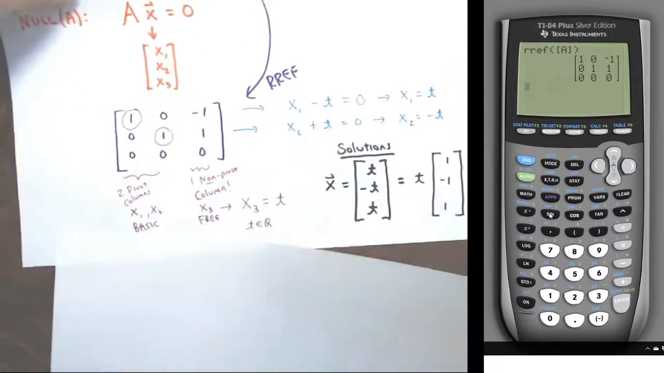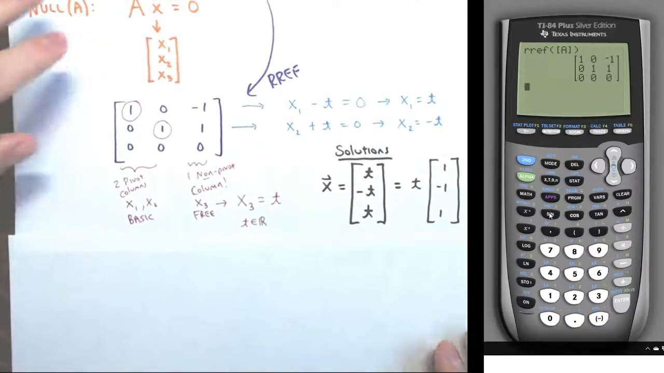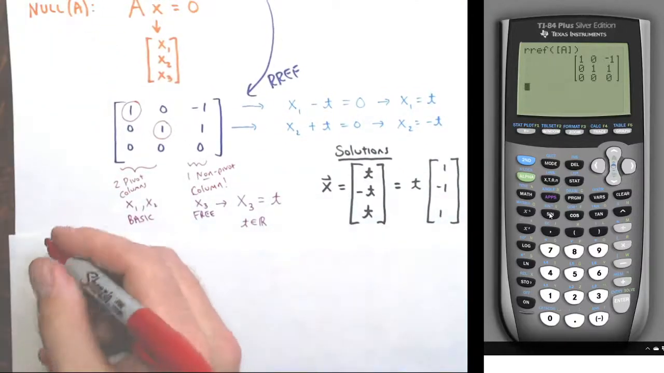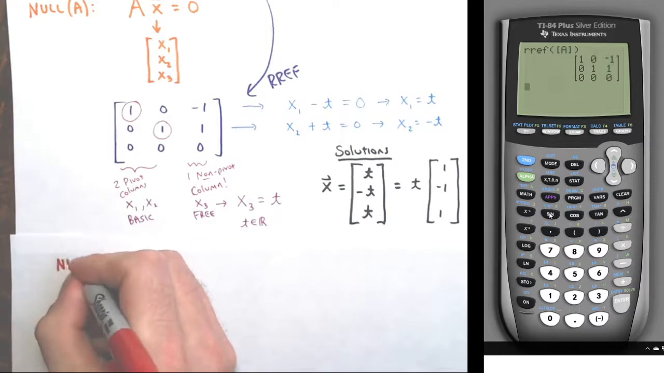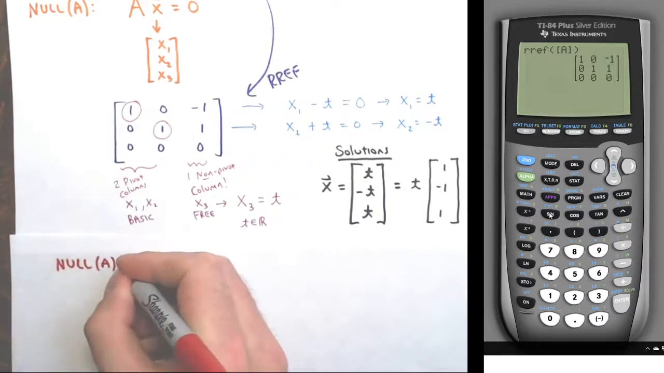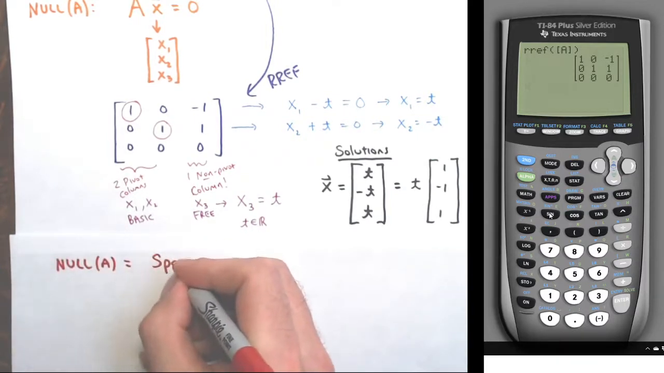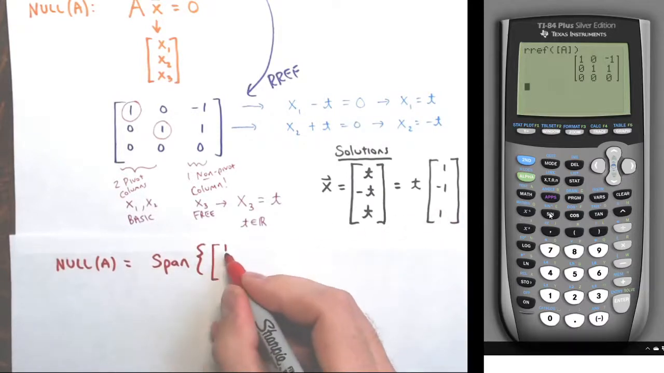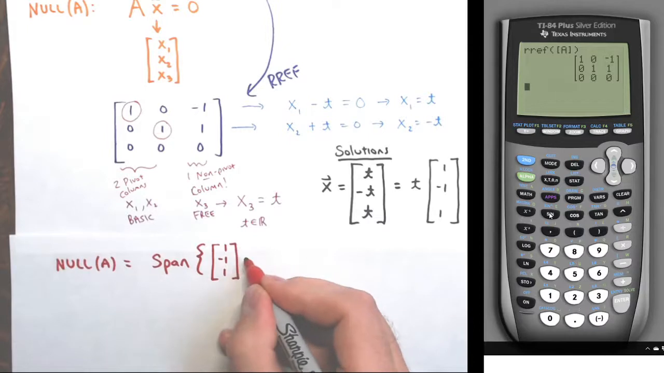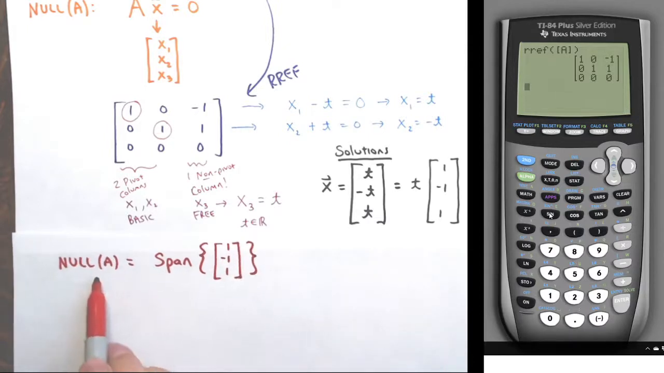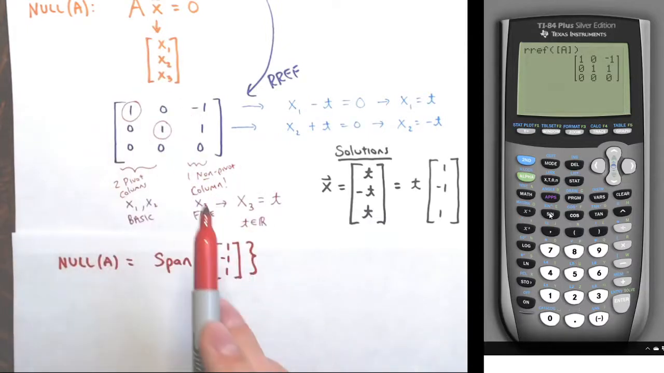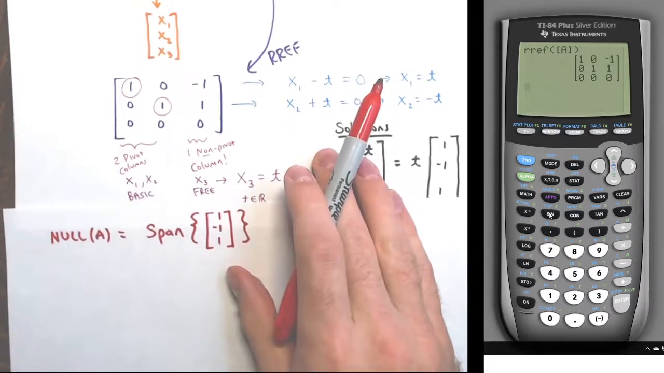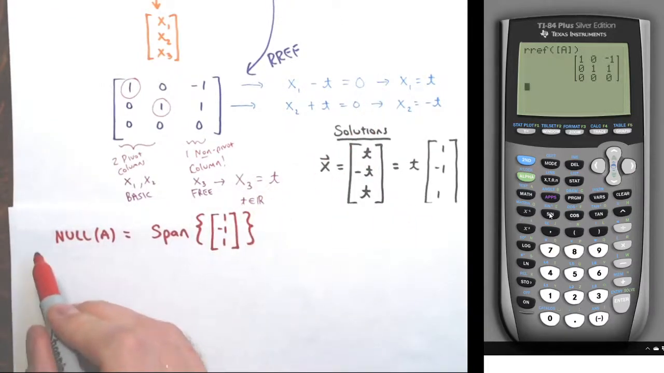So let me write that out. So then the null space of A is the span of the set with just that vector 1, -1, 1 in it. Every vector in here, every solution of that equation, Ax equals 0, is a scalar multiple of that single vector. And, all right, so that's part 1.